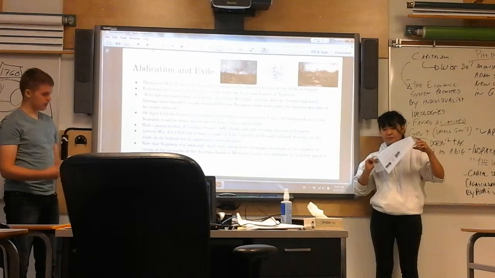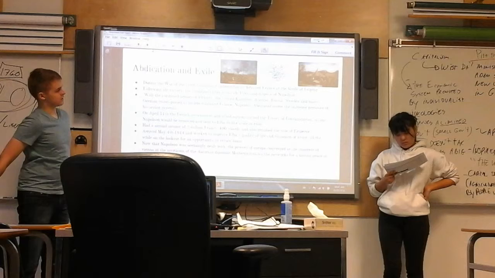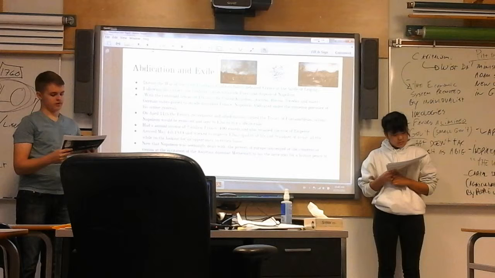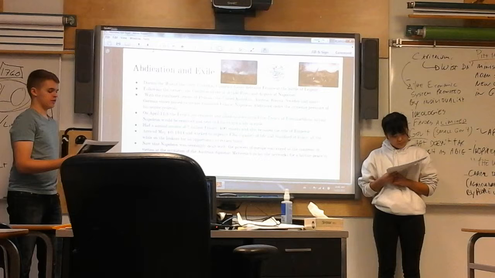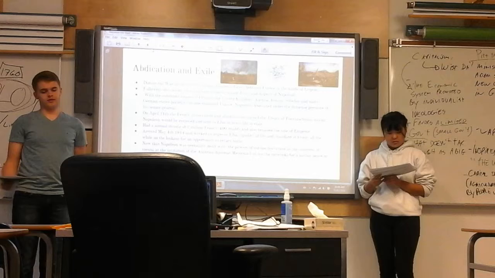Abdication, the first thing. During the war, the Sixth Coalition defeated France at the Battle of Leipzig. That's the middle picture up there. You can see France was essentially completely surrounded by a massive army, and they got crushed. So following the victory, the coalition swore to invade Paris and dispose of Napoleon. With the combined armies of Prussia, the United Kingdom, Austria, Russia, Sweden, and many tiny German states forced to invade mainland France, Napoleon abdicated under the immense pressure of his senior generals, who were essentially saying, we're not going to support you anymore if you don't abdicate.